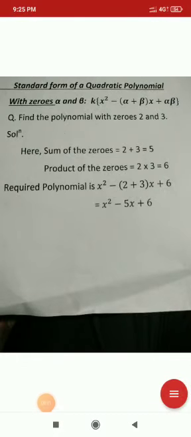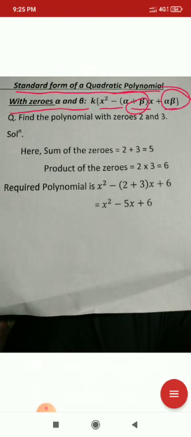Dear students, today we shall learn about the standard form of a quadratic polynomial with the zeros. Here, the standard form of a quadratic polynomial with the zeros alpha and beta is k times x square minus (alpha plus beta) into x plus alpha beta. Here, alpha plus beta is the sum of the zeros and alpha beta is the product of the zeros.